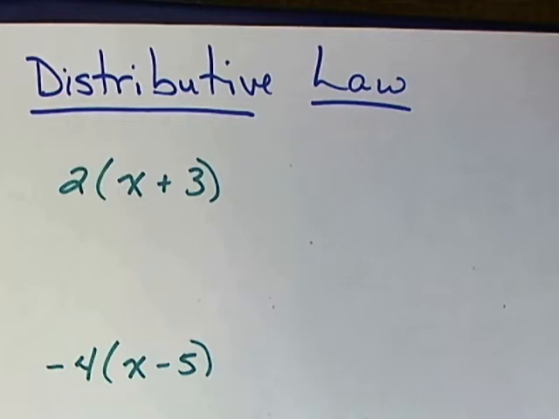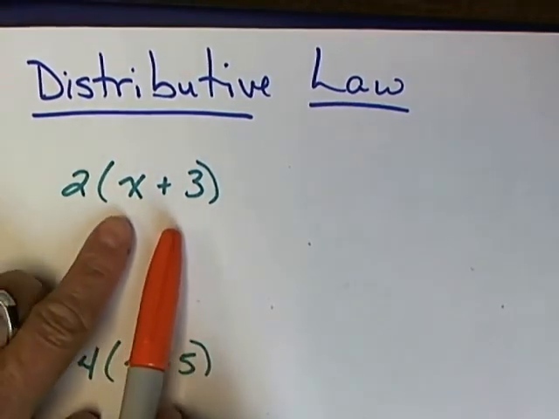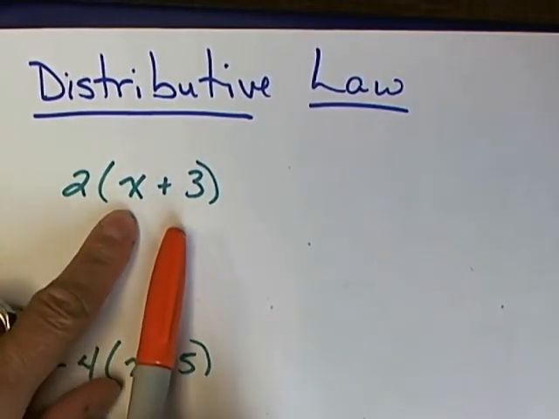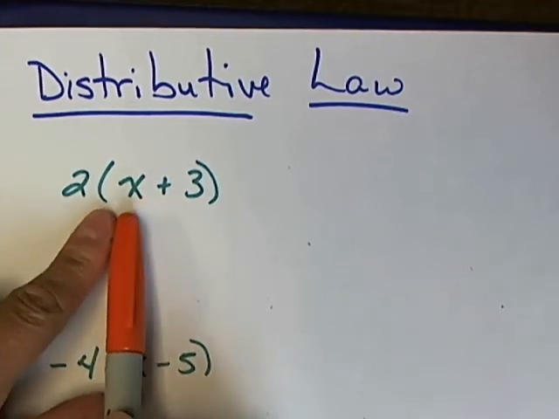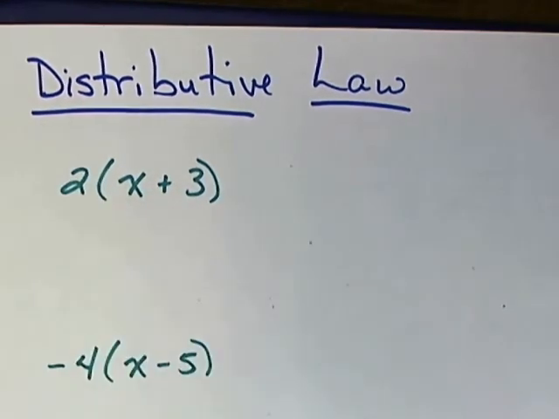Well, what happens in this case if I have 2 times the quantity of x plus 3? If I simplify what's inside parentheses, I see I have x plus 3. Some unknown adding 3 is not the same thing as 3x. 3x means multiplication. Addition is not the same thing as multiplication. And as we just discussed before, we can only add terms that are alike.